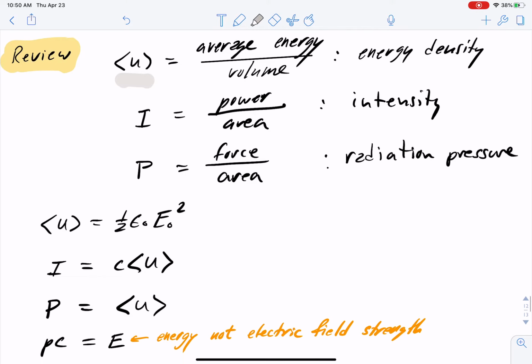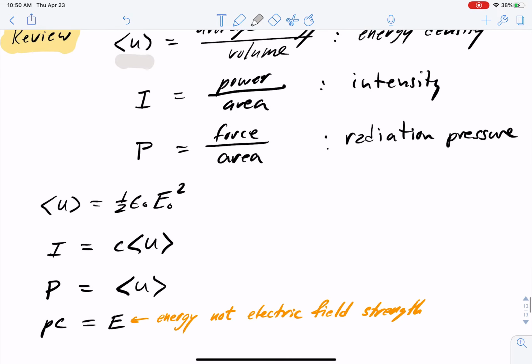We had a few relationships between them that we could write the energy density in terms of the electric field magnitude. And then we had this nice one which gave the intensity in terms of the energy density. And then the nice observation that the radiation pressure was the energy density. Underneath was this more fundamental relationship between the momentum of light and the energy.